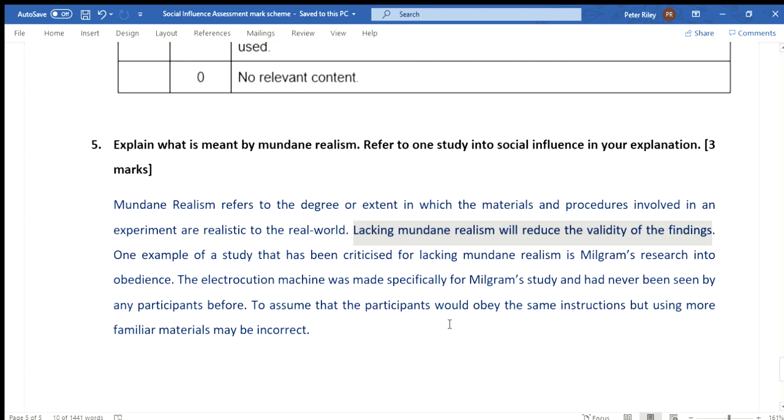You could expand on that to get the elaboration mark. Lacking mundane realism will reduce the validity of the findings. And then we need our application. I've gone into quite a lot of detail here with the application. You don't need to go into as much detail. But Milgram was significantly criticised for lacking mundane realism because he created the electrocution machine. It had never been used or seen before. You could argue that that is not realistic to explain everyday obedience. So how can we explain that the participants would behave the same with a gun in their hand compared to this electrocution machine? We're familiar with what a gun does. We know the harm that is caused by a gun compared to this machine, which was built purposefully for his study and nothing else.